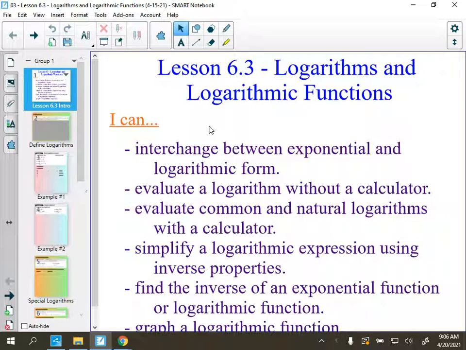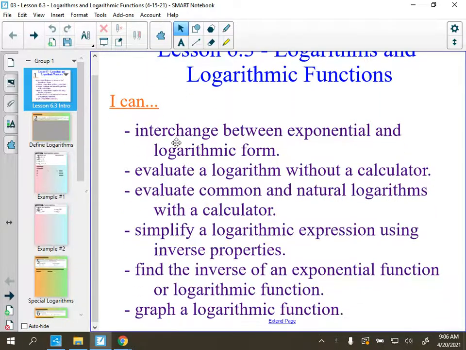All right, welcome. Lesson 6.3, Advanced Algebra Notes on Logarithms and Logarithmic Functions. Whole bunch of stuff we're doing here. Look at all that stuff. Interchange between exponential and logarithmic form, evaluate logs. You can read it there. I don't need to read all this, but there's a lot going on there. It's a pretty full lesson.